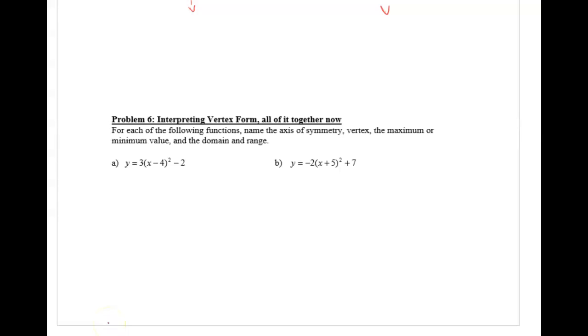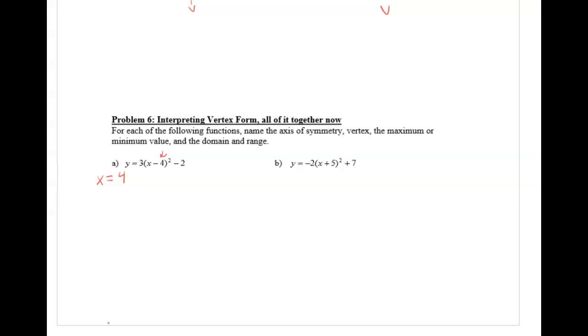Next thing we're going to do is put this all together. So looking at vertex form, we need to name the axis of symmetry, the vertex, maximum or minimum value, and the domain and range. Alright, first thing we're going to do is identify that axis of symmetry. That axis of symmetry should always be x is equal to h. H in this case is 4.